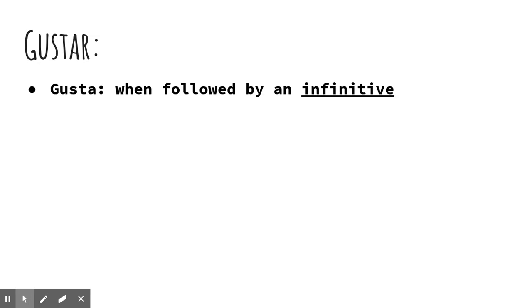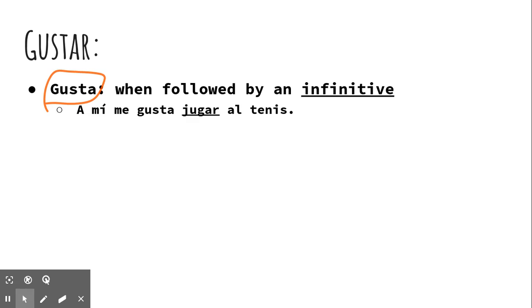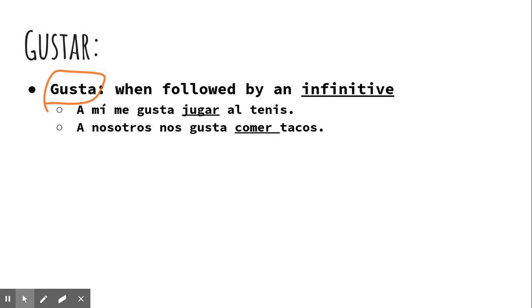We are going to be using gusta when what follows the verb is an infinitive or an action. For example, a mí me gusta jugar al tenis, or a nosotros nos gusta comer tacos. As you can see, we have the conjugation of gustar, me gusta, and nos gusta, but what follows immediately is a verb, an infinitive. So that's why we have to use gusta.